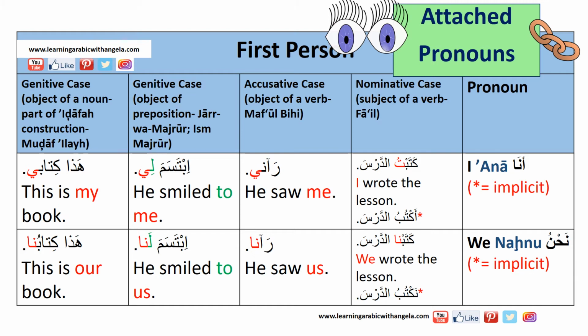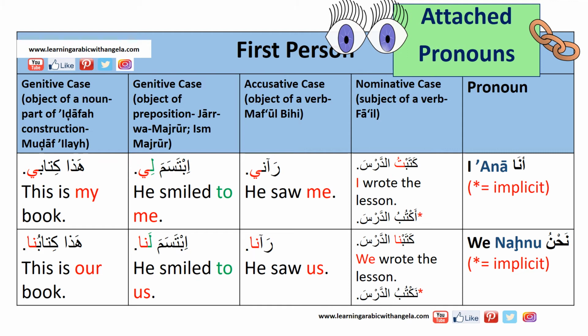Over here I've got a table that shows the different cases of the attached personal pronoun. Let's start with أنا. كتبت الدرس, I wrote the lesson. So over here the ta is the subject of the verb or الفاعل, and it is in the nominative case. أكتب الدرس, I write the lesson, or I am writing the lesson. Over here we cannot see any pronoun. However, it is implicit or hidden, so it is deduced from the context, and we'll come to that later.